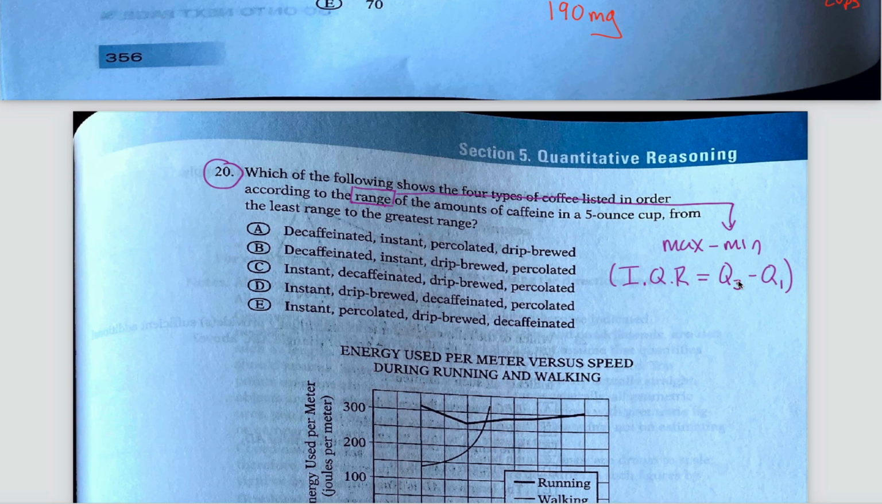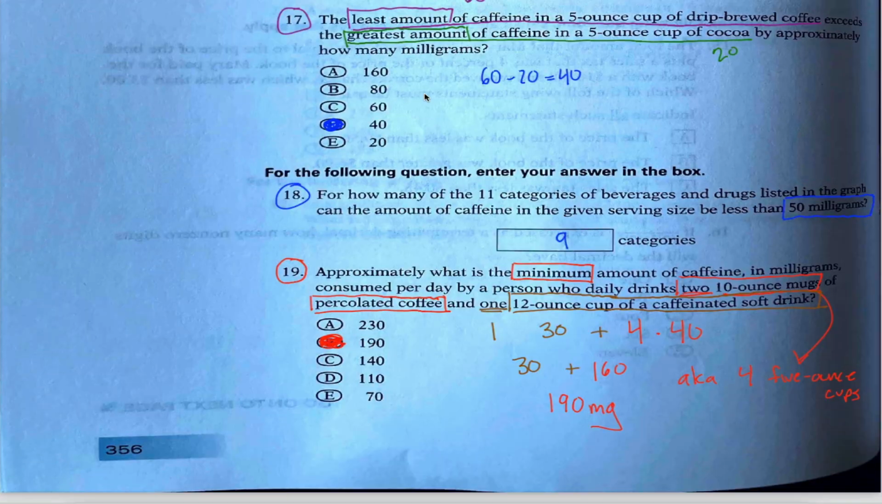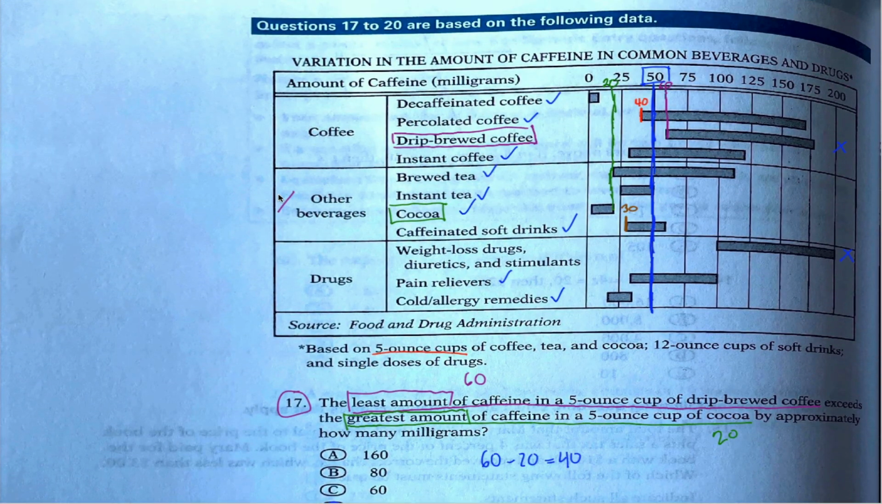The interquartile range is the greatest quartile minus the least quartile. But again, this doesn't talk about the interquartile range. That's just some extra info that you'll want to have handy for the test. What's nice is we're just looking at the 4 types of coffee here. So we can completely ignore these other beverages and these drugs and just calculate the range of these 4 drinks.